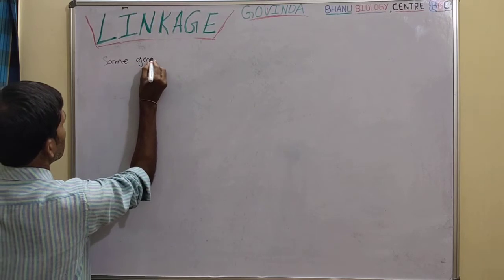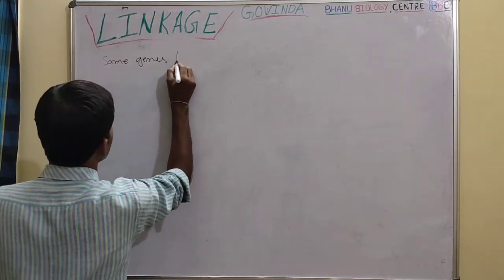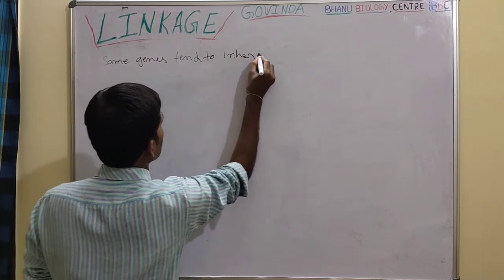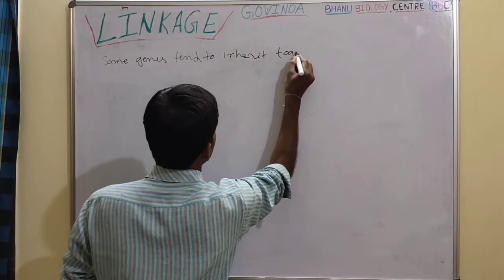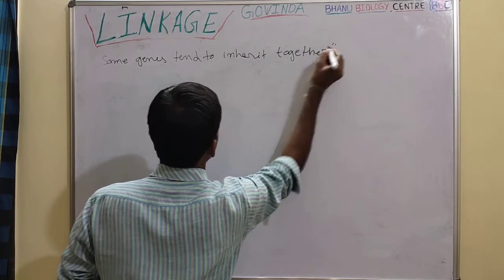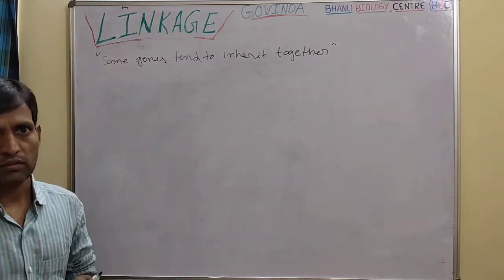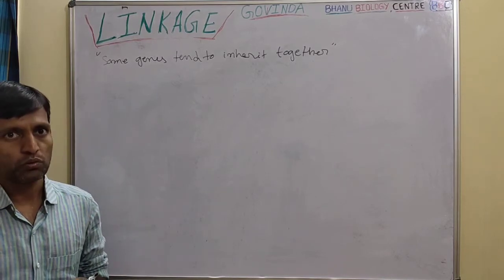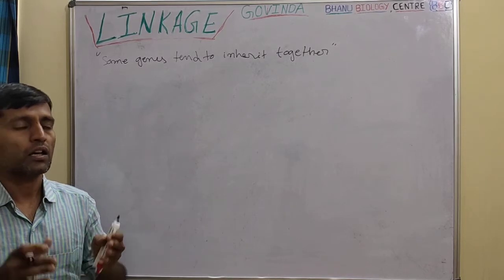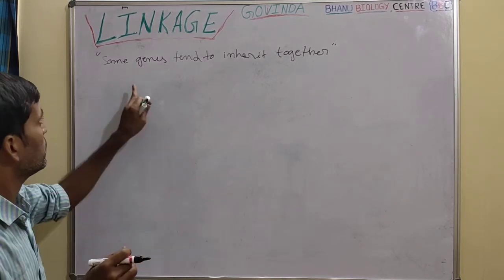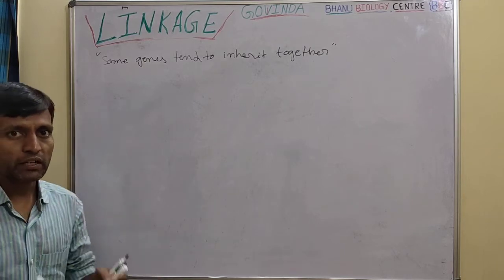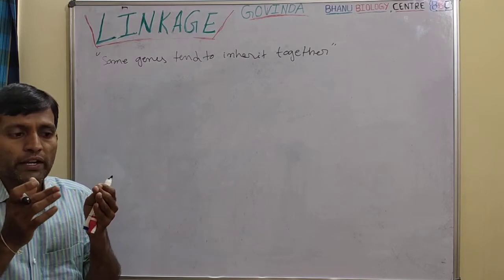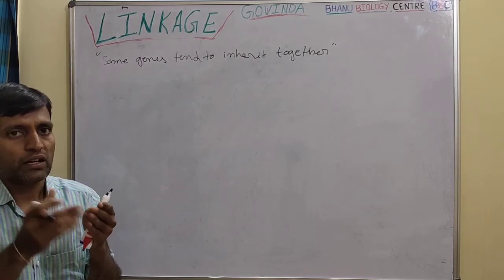Some genes tend to inherit together. Some genes present on the homologous chromosome, so always like two, enter the same gamete and also enter the same zygote. That is called a linkage. As the name indicates, two genes present on the homologous chromosomes are located closer to each other.